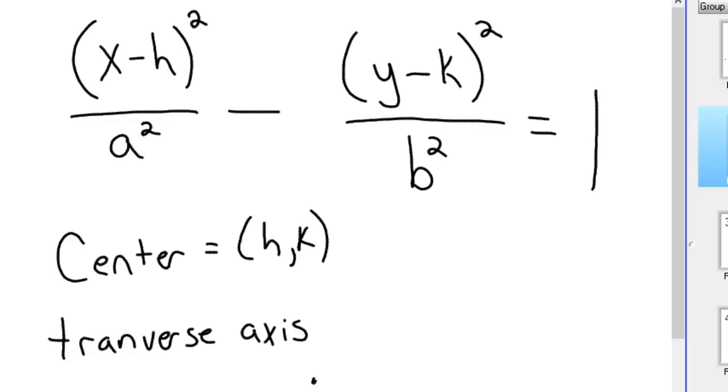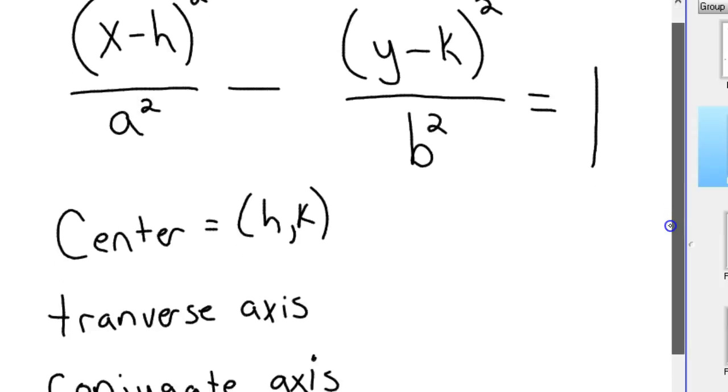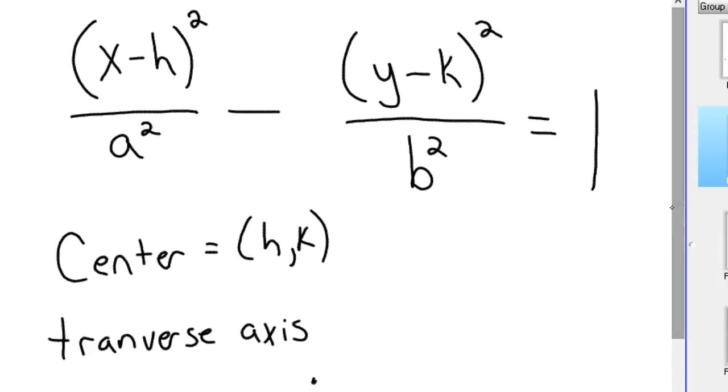But let's look at the algebra. We'll go through all the vocab, and then we'll talk about how to find each of those things in the vocab. This is just the general form of the equation here, but you need to realize that the only difference between this formula and an ellipse is the minus sign. You could have the minus sign going with the y, or you could have the minus sign going with the x. And we'll address both of those situations in this video.